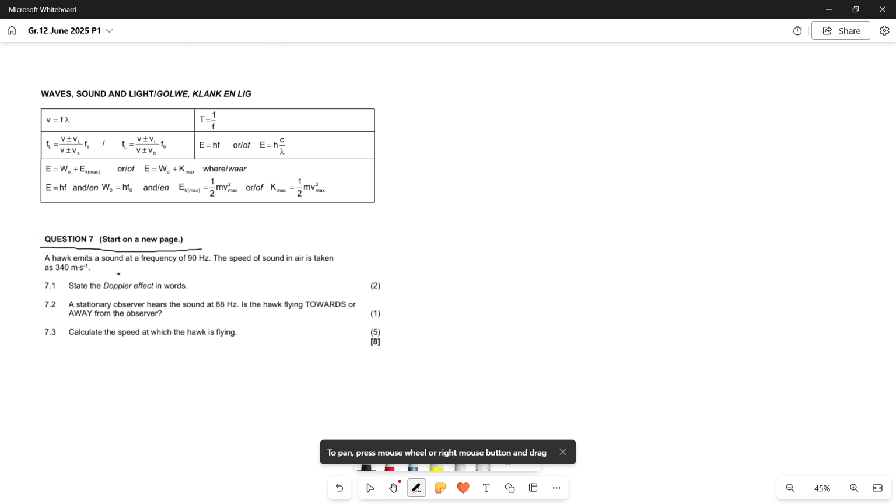So question 7 says, a hawk emits a sound at a frequency of 90 hertz. The speed of sound in air is taken as 340 meters per second to the -1. 7.1 says, state the Doppler effect in words. So this one is quite a weird one as far as the wording, but if we rewrite the formula here, we can help link it to the formula. So I'm just going to write down the formula.